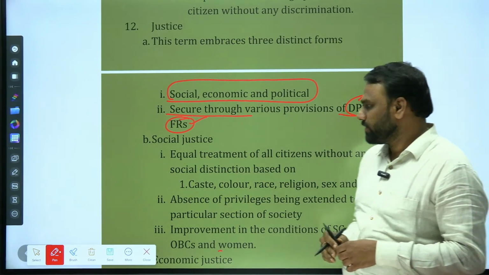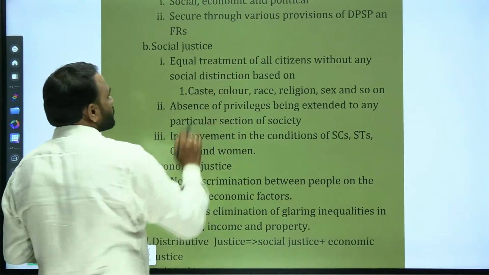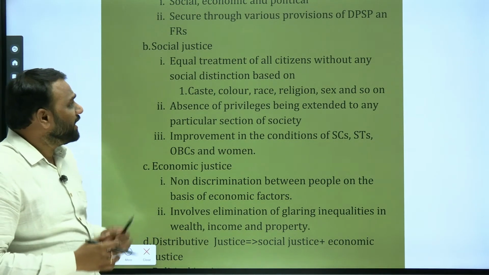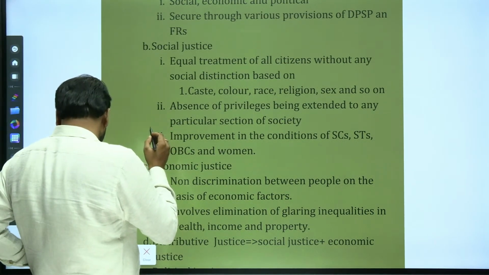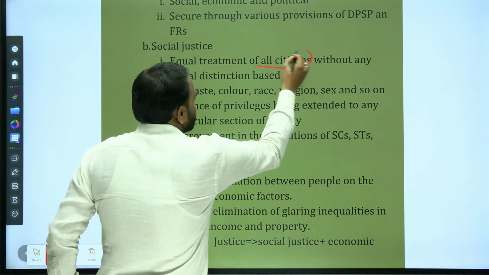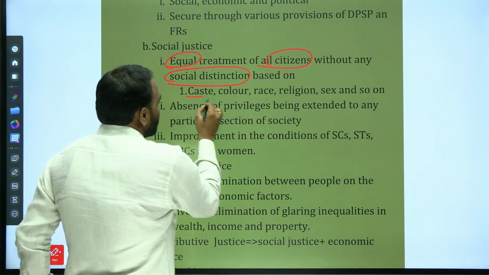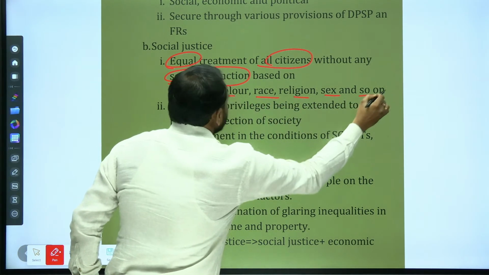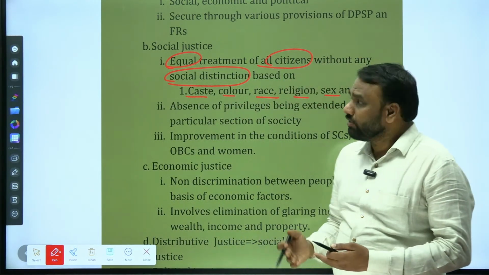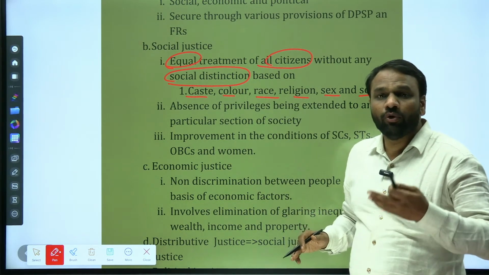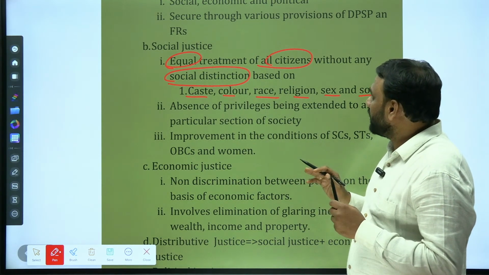Okay, forthcoming classes. So here, first is social justice. So what does social justice say? Equal treatment of all citizens without any social distinction based on caste, color, race, religion, sex, and so on. Okay. So for example, this social justice is ensured through a few fundamental rights. So the fundamental rights topic we will be discussing later on.